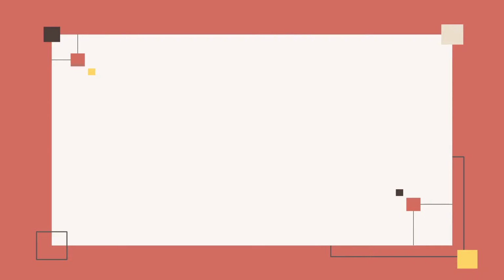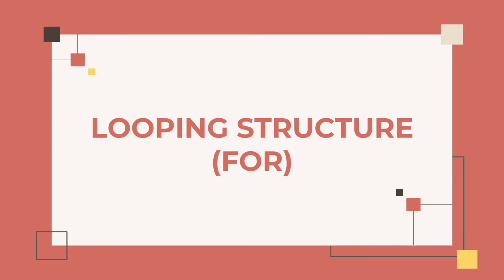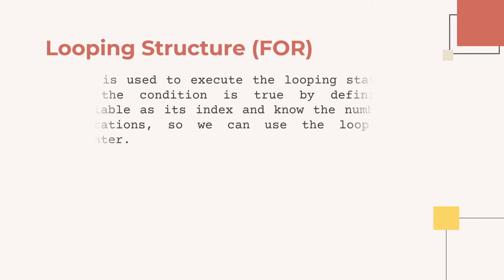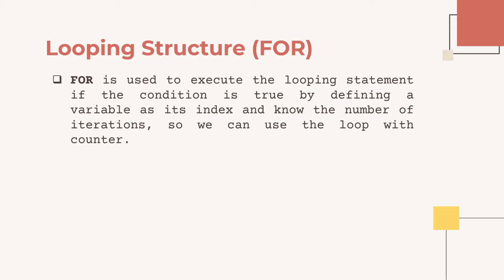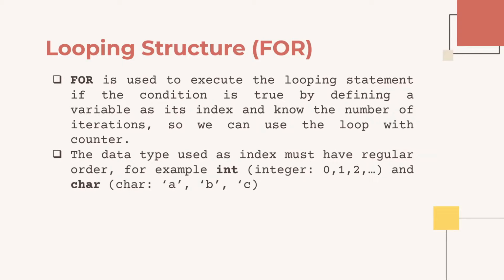First, we will discuss the looping structure for. For is used to execute the looping statement if the condition is true, by defining a variable as its index and knowing the number of iterations. So we can use the loop with a counter. The data type used as index must have a regular order, for example integers 0, 1, 2, and so on. And we can use the char data type like A, B, C, and so on.